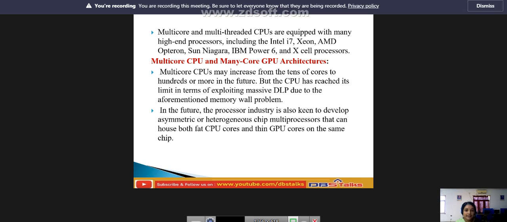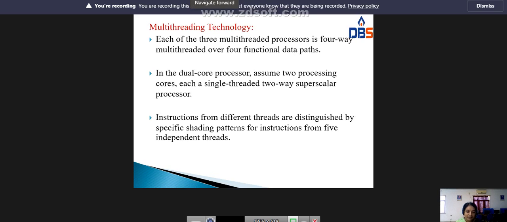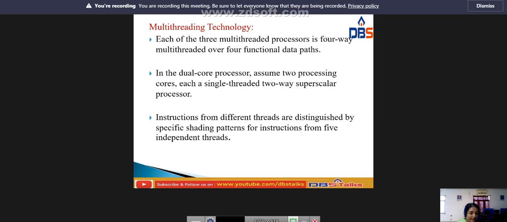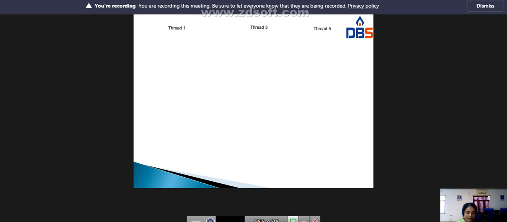Next, coming to multi-threading. What is meant by multi-threading? In multi-threading technology, we have 5 independent threads of instructions going to 4 pipeline data paths in each of the following 5 processors, from left to right. If you see the diagram, we can understand it very easily. So this is the diagram of multi-threading.